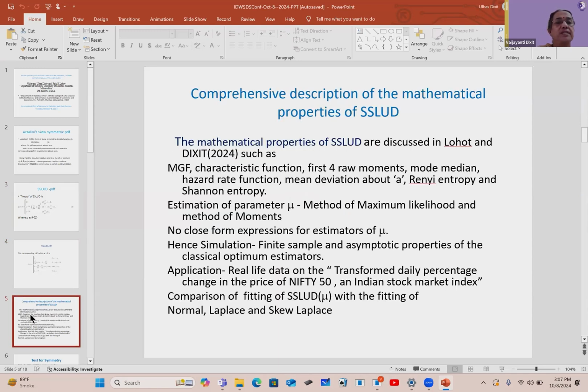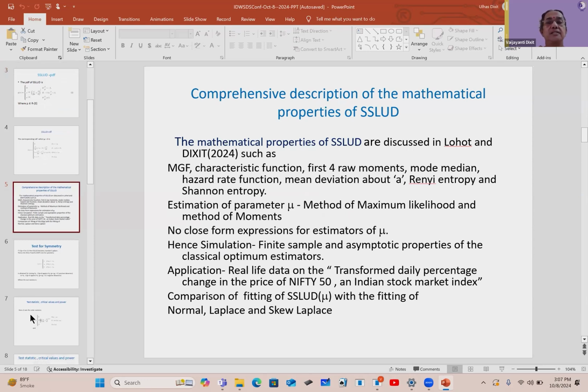Now, the properties of this SSLUD are studied in our paper, Lohot and Dixit. Those properties discussed are the following: MGF, characteristic function, first 4 raw moments, mode, median, hazard rate function, mean deviation about A, Rényi entropy and Shannon entropy, etc. Estimation of this single parameter mu is also discussed, by 2 classical methods, the method of maximum likelihood and the method of moments. It is seen that no closed form expressions are available. The method of moments estimator is obtained by solving a nonlinear equation, and the MLE is obtained by numerically maximizing the likelihood. Hence, to study the finite sample and asymptotic properties, we have to use simulation.